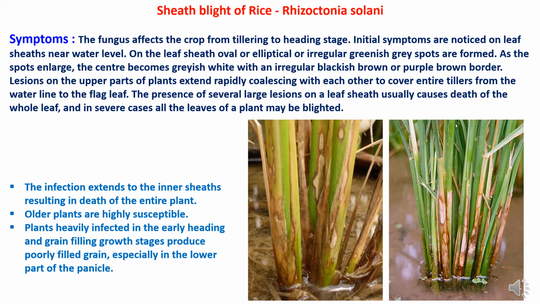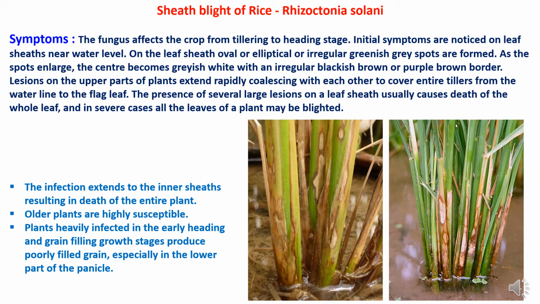Next disease is sheath blight of rice, which is caused by the fungus Rhizoctonia solani. Now symptoms. The fungus affects the crop from tillering to heading stage. Initial symptoms are noticed on leaf sheaths near water level. On the leaf sheath, oval or elliptical or irregular greenish grey spots are formed. As the spots enlarge, the center becomes grayish white with an irregular blackish brown or purple brown border.